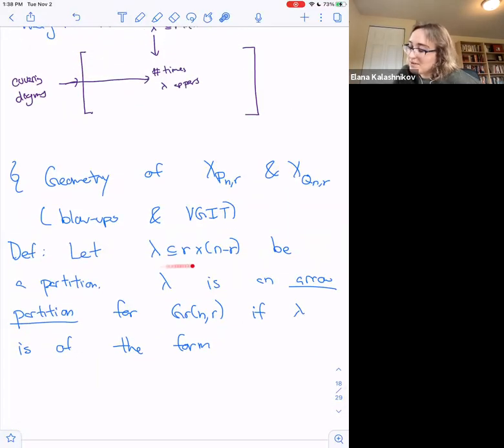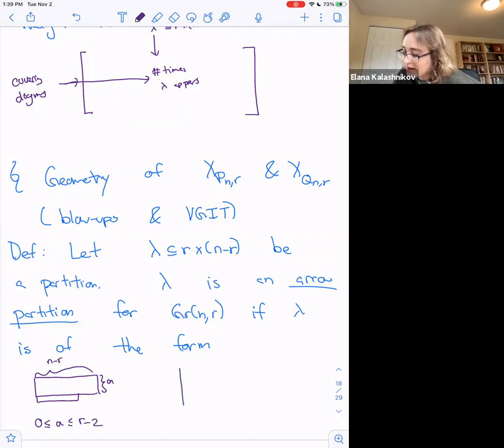So if lambda is a partition fitting inside the usual box, then I'm going to call it an arrow partition for the Grassmannian if it's of the following form. There are 2 possibilities. Possibility 1 is it looks like a rectangle that's as wide as possible. That means it's n minus r wide, and let's say a tall, together with another partial row. That would be an arrow partition. And here a is going to range between 0 and r minus 2.